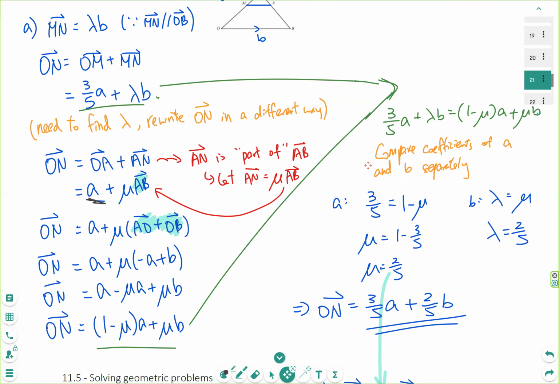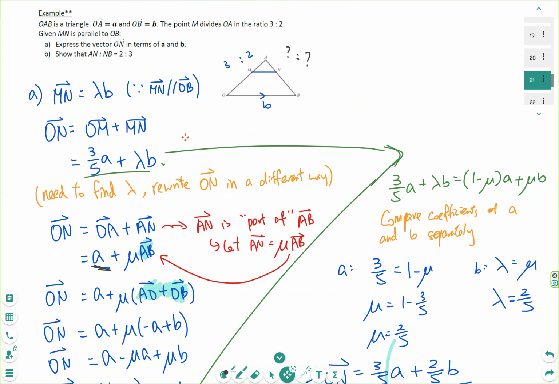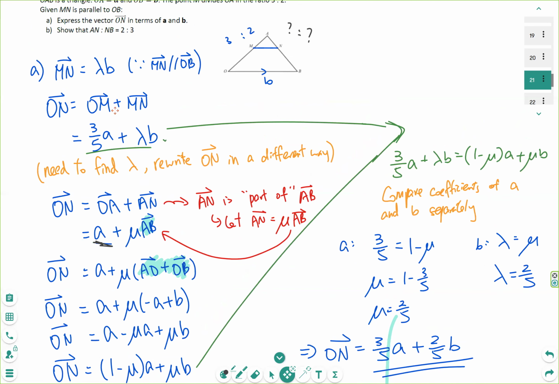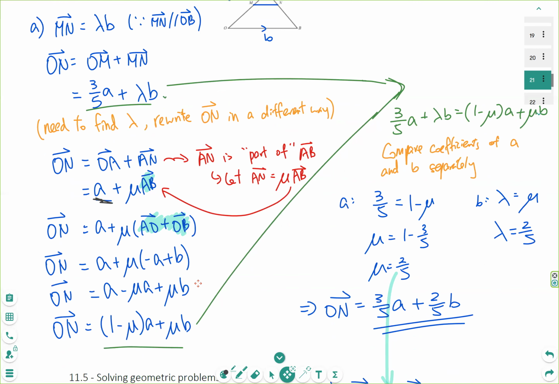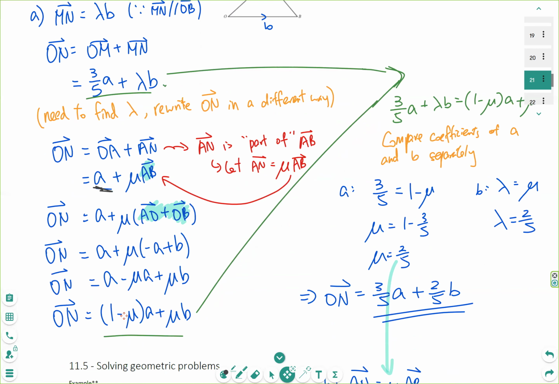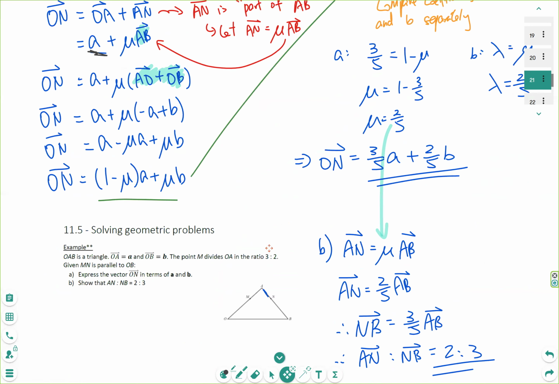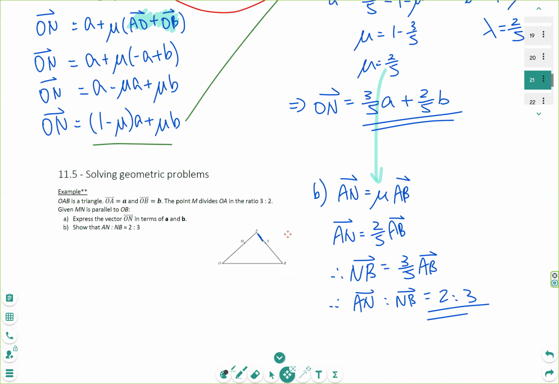Then you look at the question again. You want to work out ON. So where's ON? ON is here. So ON equals 3/5 of A plus lambda B, and that's the answer. Alternatively, you can sub in here 1 minus mu, 1 minus 2/5, 3/5 of A plus, again, 2/5 of B, same thing. All right. Part B, to show ON to NB is 2 to 3: we now know AN is mu of AB. Mu is 2/5. So AN is 2/5 of AB.